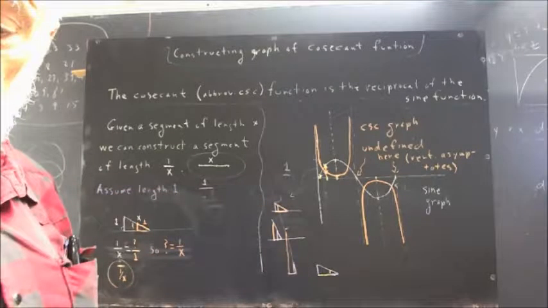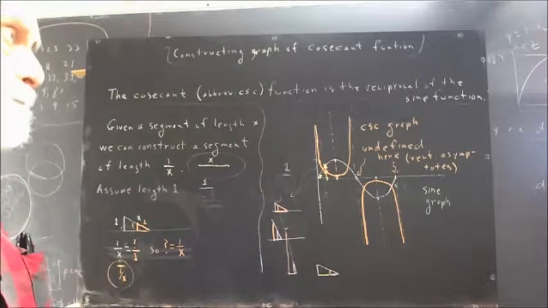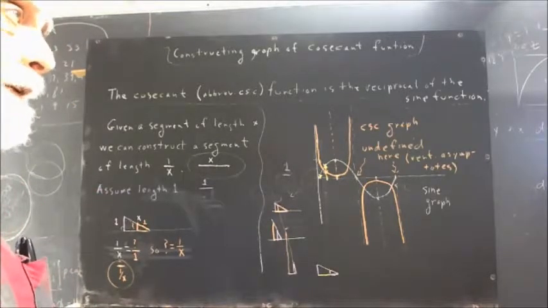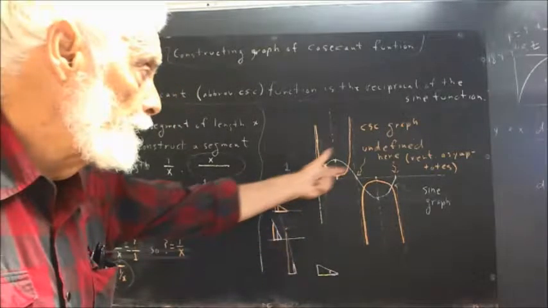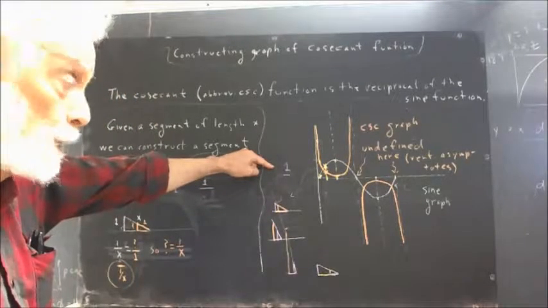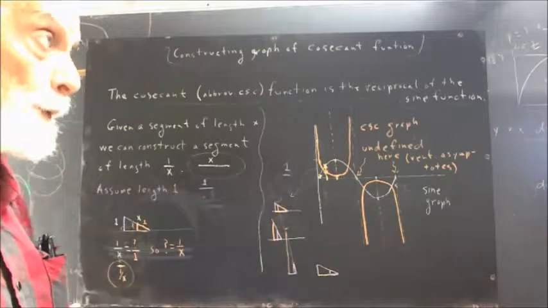Okay, well, here's our construction. And this completes the construction of a cosecant graph. Of course, we can do all this for every point on the sine graph, for any unit length that we want to choose.